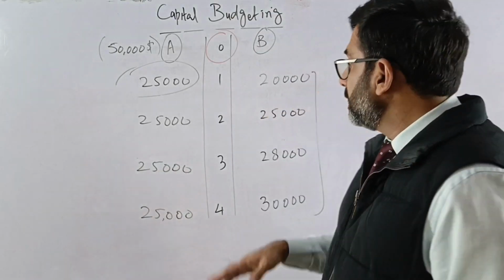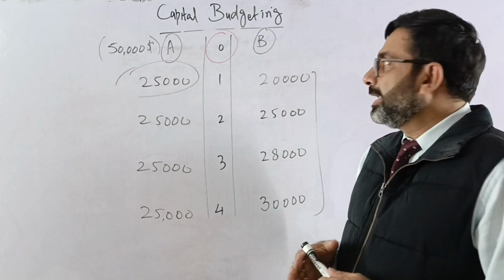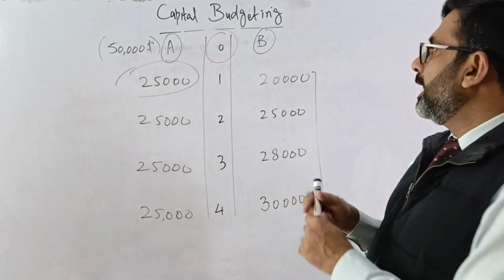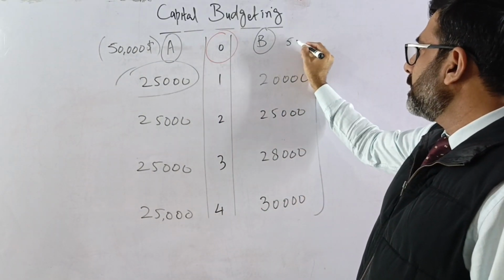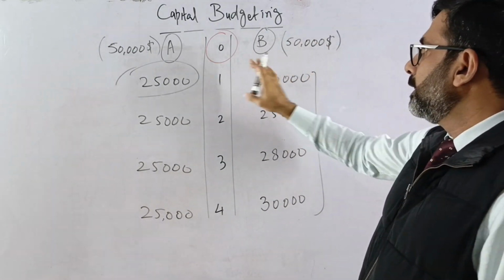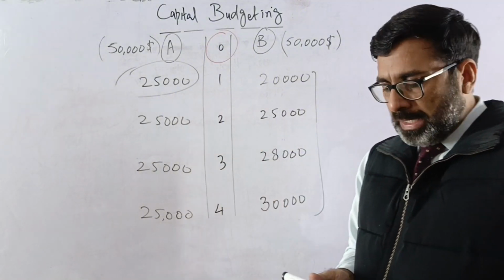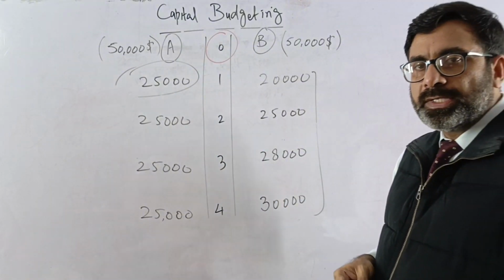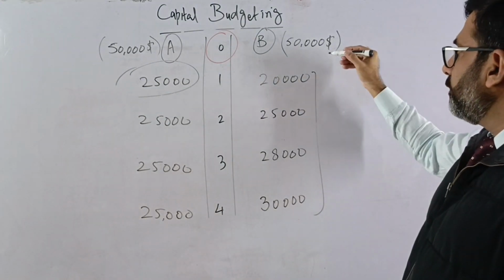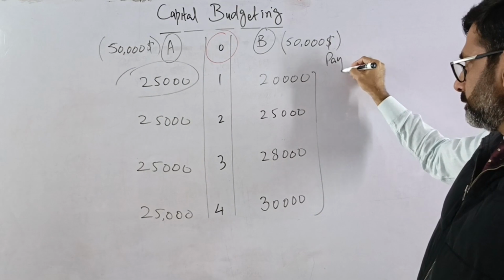Dear students, we were discussing capital budgeting, and we have assumed two projects. Both projects have an initial investment of $50,000, project A and project B, but the inflows are different. So the first technique that we are going to discuss is the concept of the payback period.